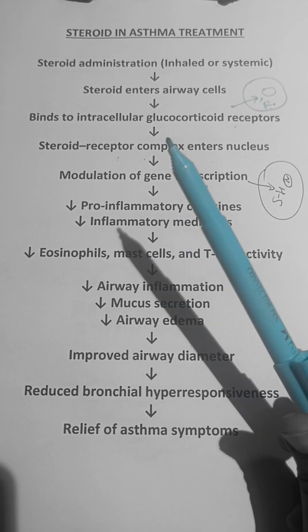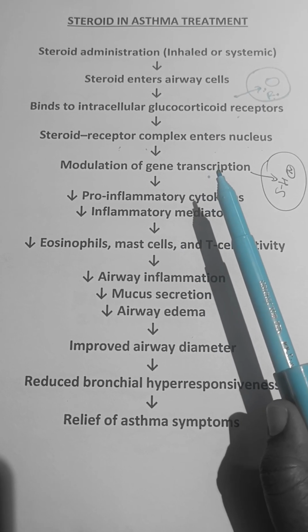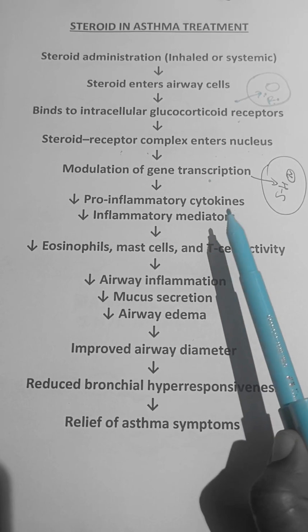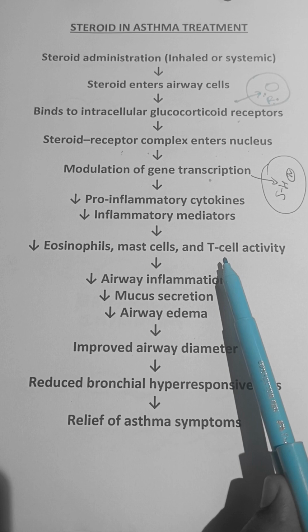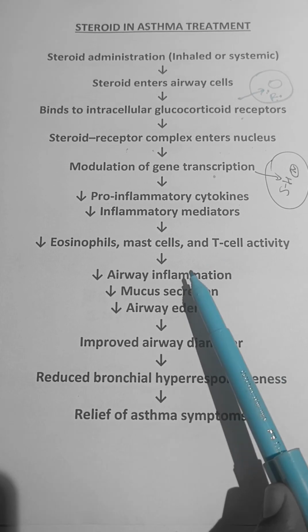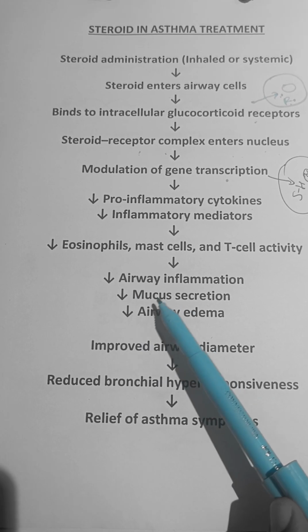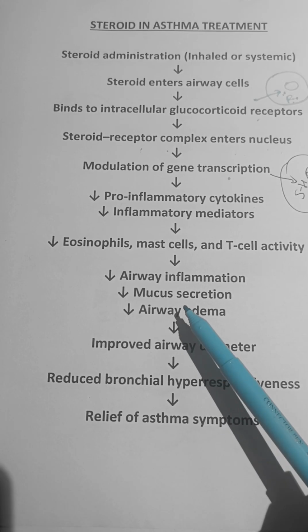Now what has happened is after giving steroid, there is a modulation which happens at the gene level. So all the cytokine production and inflammatory mediator production will reduce. That will lead to reduced eosinophils, reduced mast cells and T cell activity in the airway epithelium. That leads to reduced airway inflammation, which will indirectly reduce the mucus secretion and airway edema. So this itself will reduce half of the obstruction which is happening.